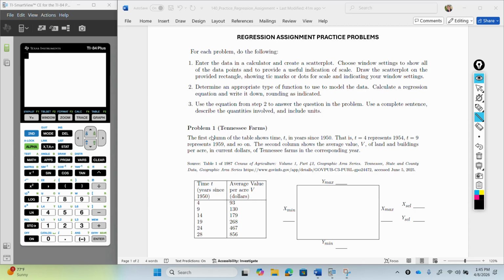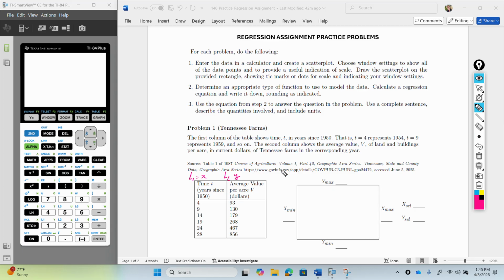All right, so here's our first problem, Tennessee Farms, and we have our data there. Now, this is in a vertical table, so we are going to regard these first entries as X values and the second entries as Y values. The first column will be in list 1, and the second column will be my list 2 values.